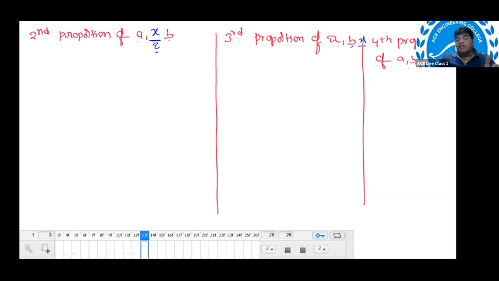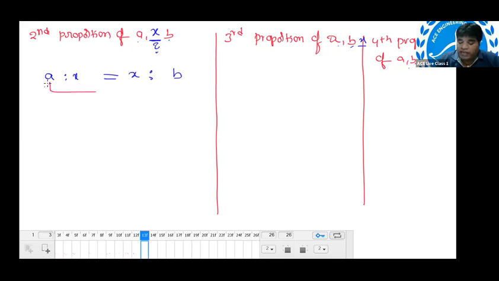To write a proportion using these three numbers, first of all you write the starting number, then the last number, and the middle number can be anything, extract the value. So A is to X is equal to X is to B. This is the proportion. A is the first, B is the third, and X is in second place, so it is the second proportion.